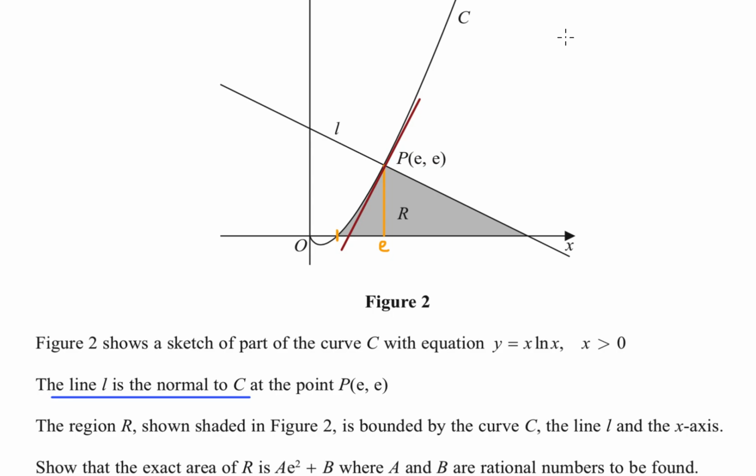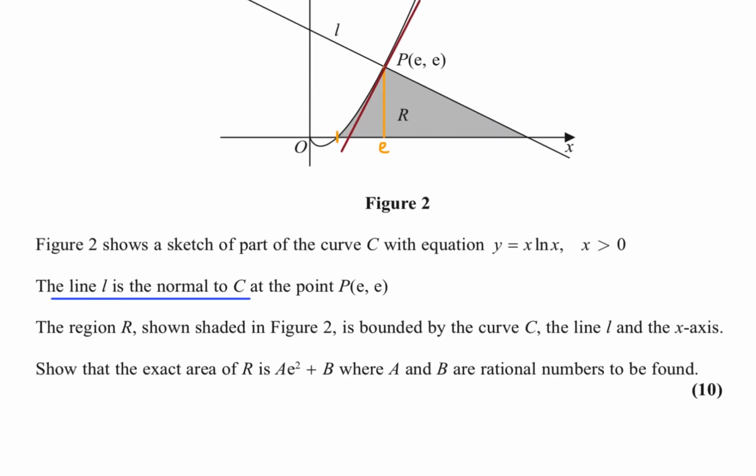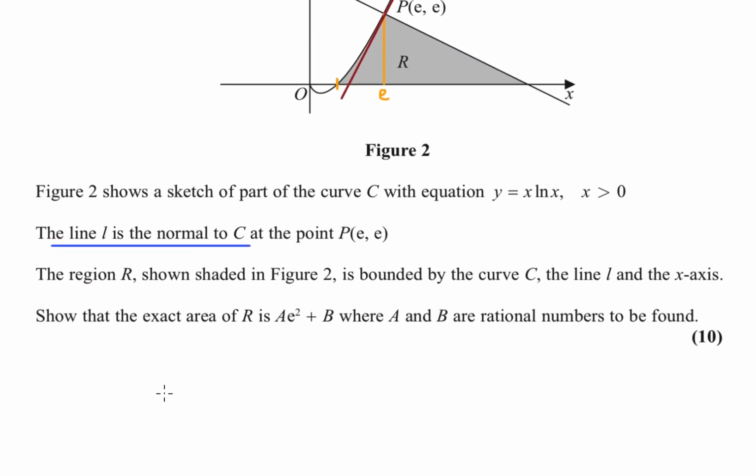So that's the initial first few steps. We're going to find the gradient function. We're then going to find the actual value of the gradient of the tangent line at E. We're then going to use that value to find the negative reciprocal because that's going to be the gradient of L. And then we're going to use y minus y1 equals m(x minus x1) to find the equation of line L. So let's start off by differentiating the actual function.